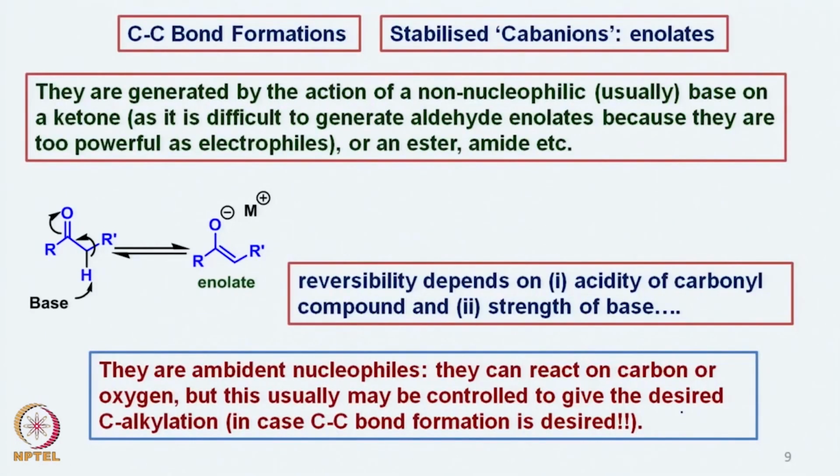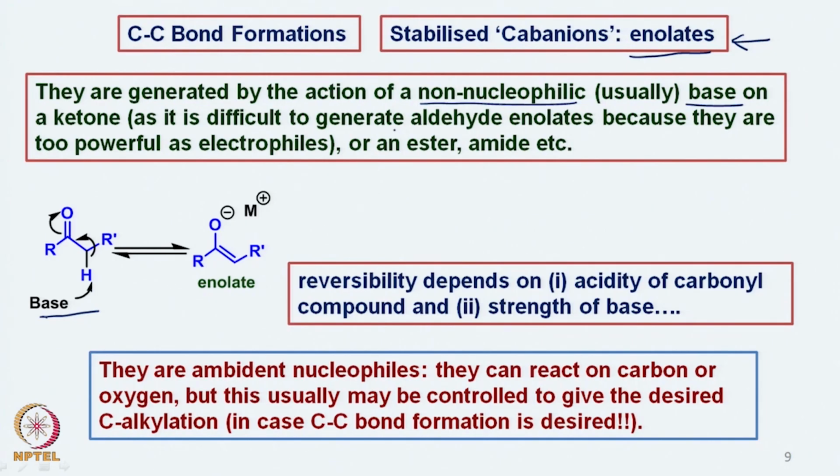Now we see how C-C bond formations can be done, and C-C bond formation basically was initially done by generating a carbanion, which is a stabilized carbanion because it gives an enolate. So if we have a ketone and we treat it with a non-nucleophilic base, and then react with the ketone, we get an enolate.